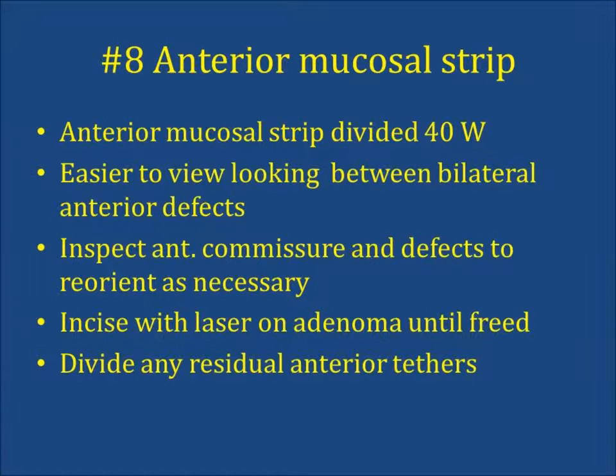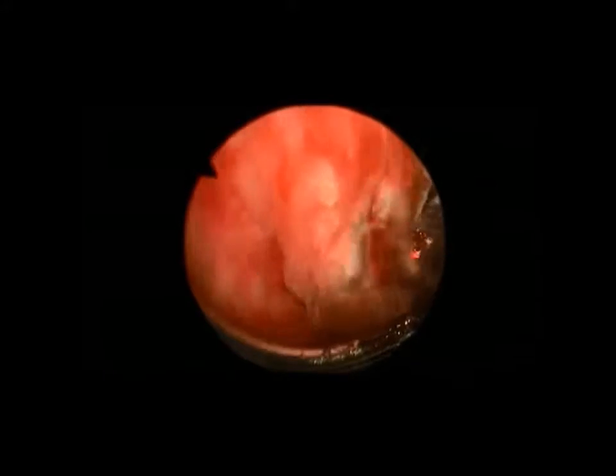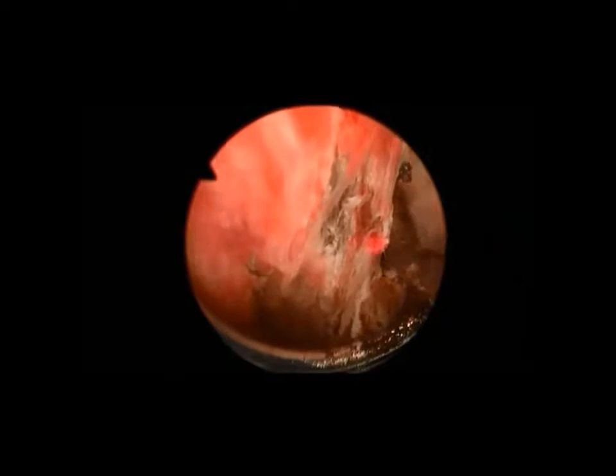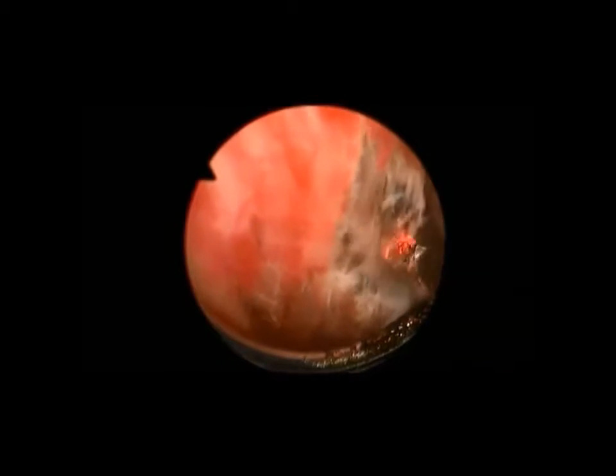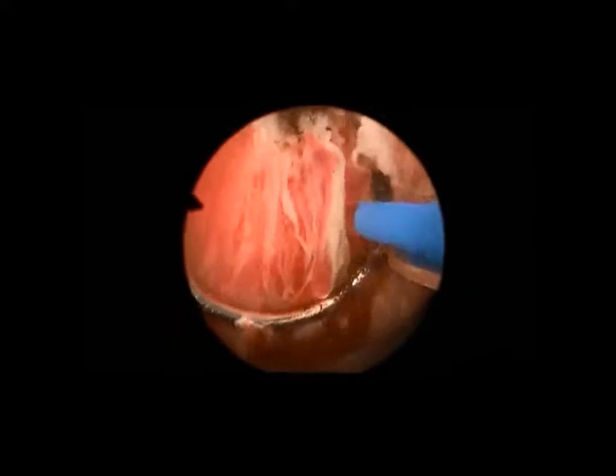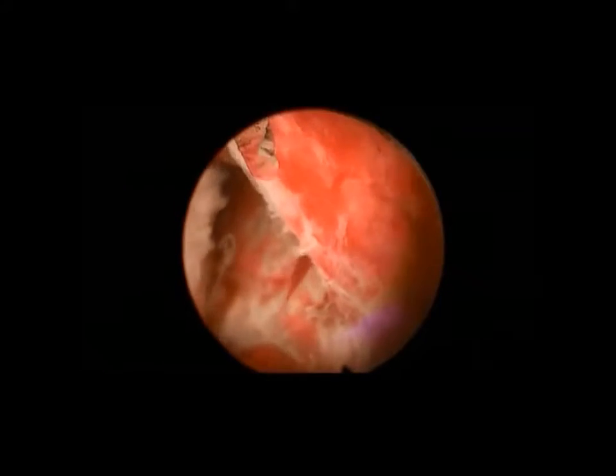In step 8, we divide the anterior mucosal strip utilizing 40 watts. Anterior mucosal strip lies between the bilateral anterior defects. We are dividing the anterior mucosal strip from left toward the midline. We want to divide this at 40 watts.